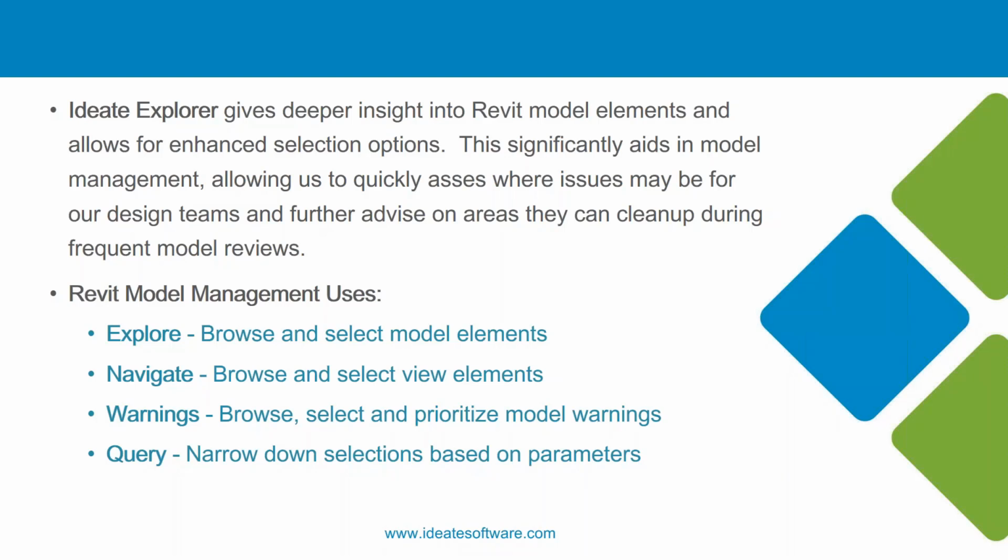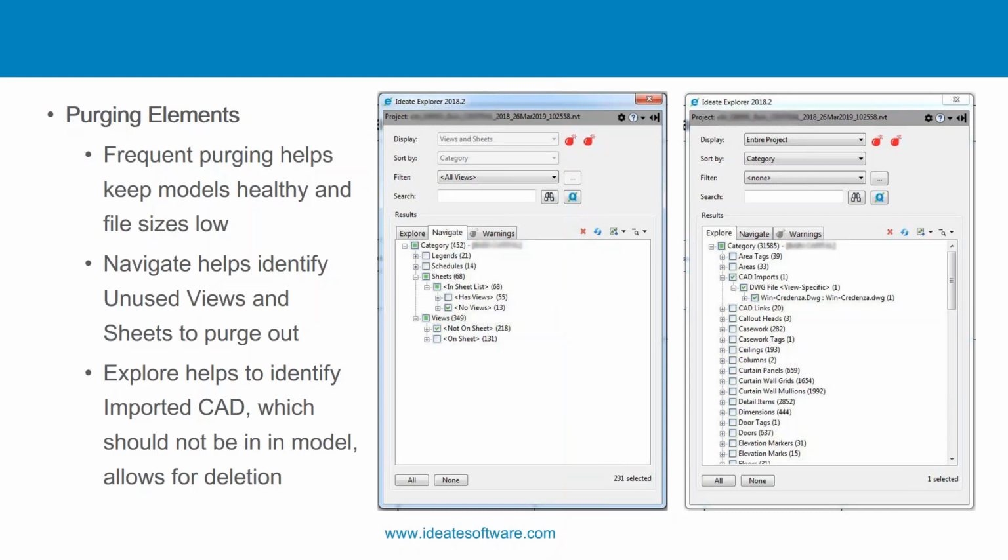With Explore and Navigate, we're looking at the model and view elements of a project. With the warnings, we're getting an idea of the warnings and being able to prioritize how we're going to address them. And Query allows us to take those selection sets and narrow them down even further. In particular with projects, we do model reviews frequently with teams, and we're looking for the real pain points within a project that are going to impact model size, sync times, and just in general keep models healthy and stable.